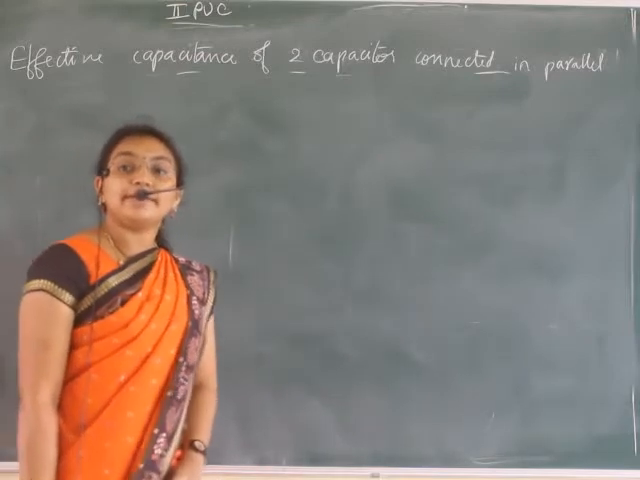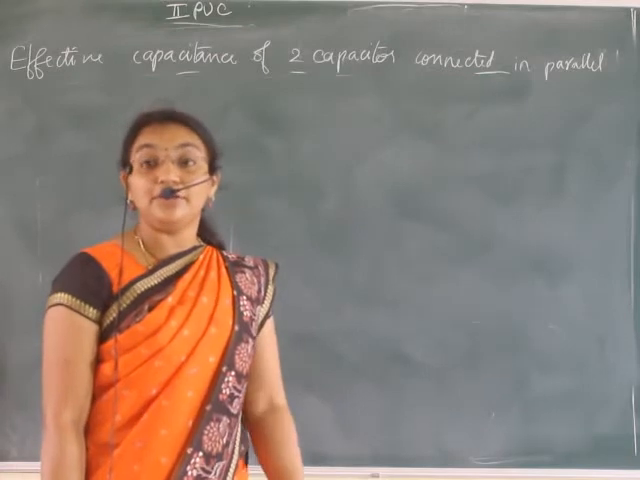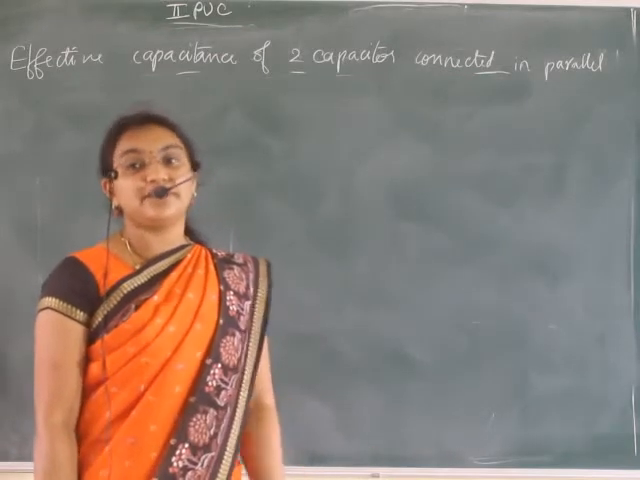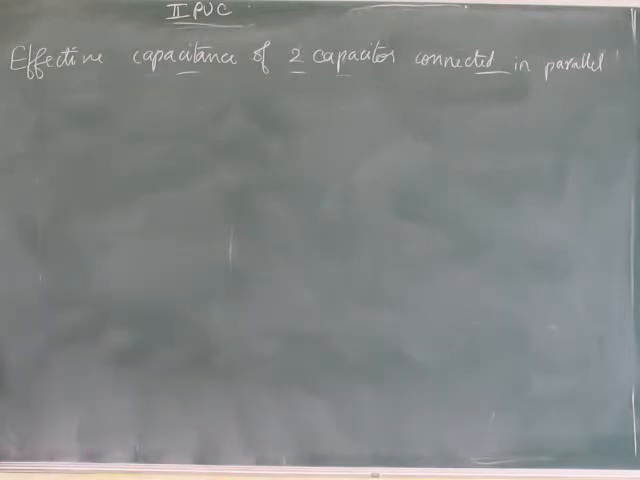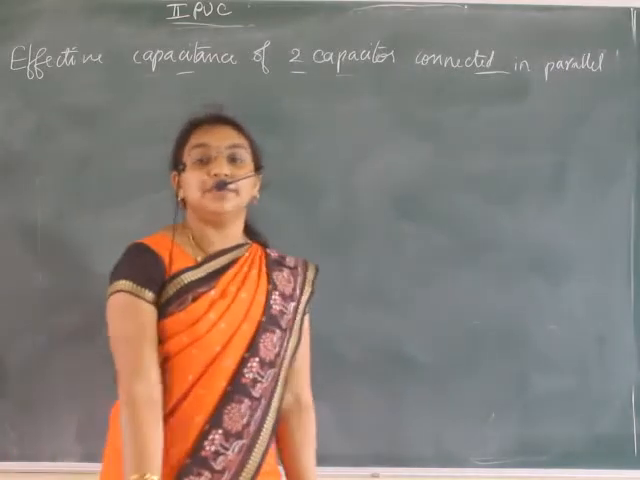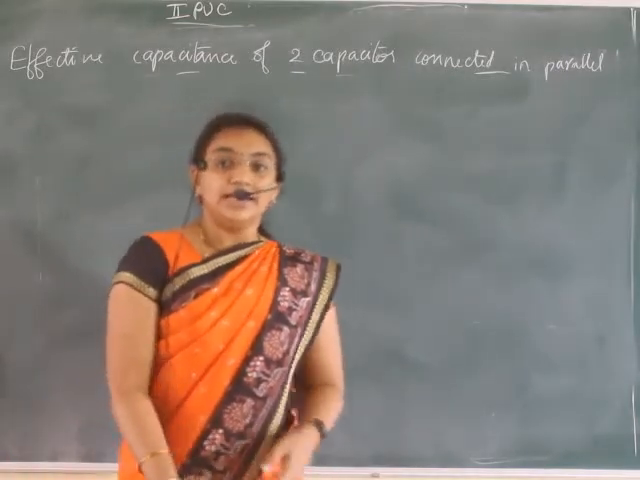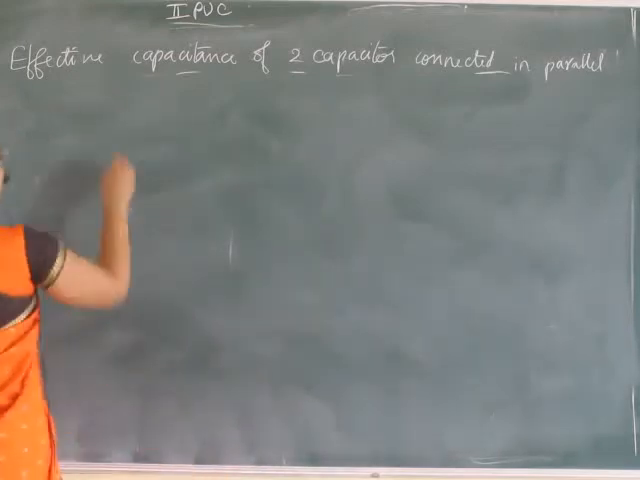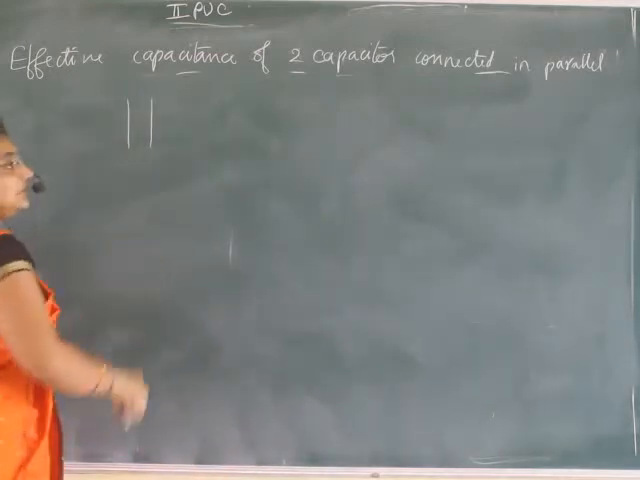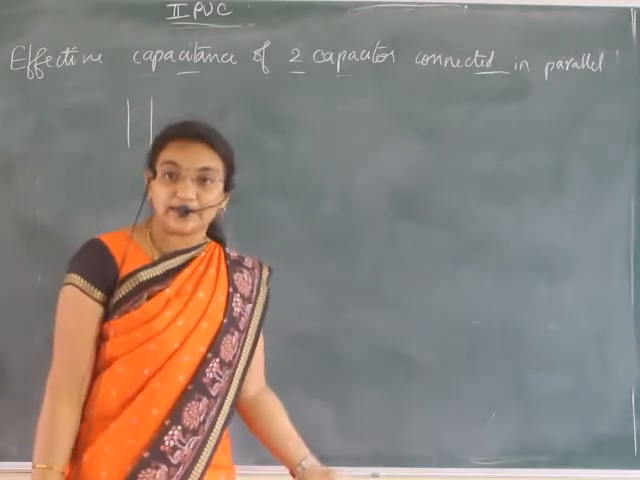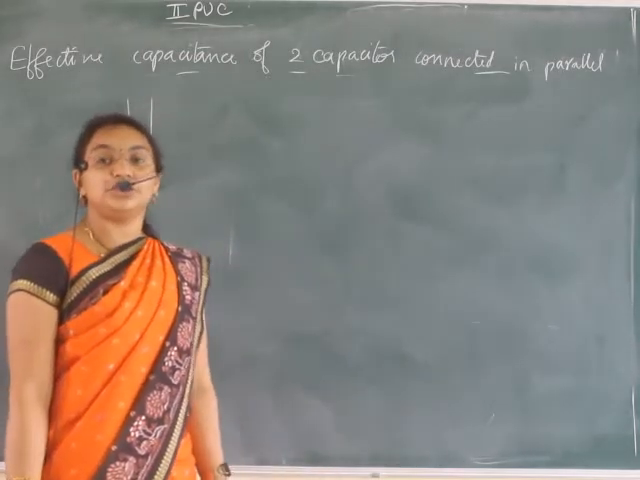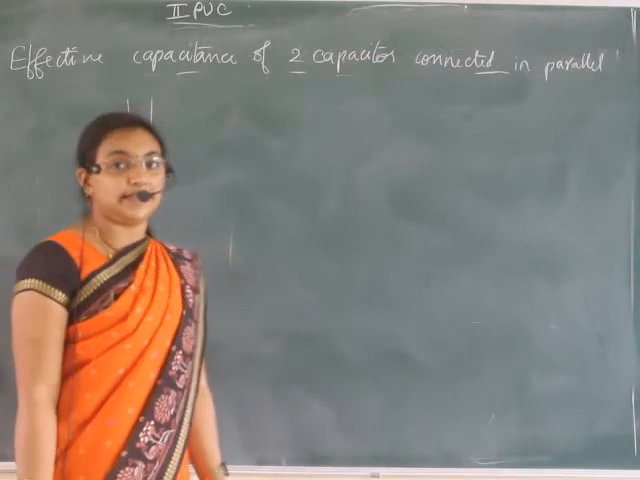When the two capacitors were connected in series, that is end to end, the potential difference across them was not the same. It was different, V1 and V2. What was the same? The charge stored in both the capacitors was the same, that is Q. Now, when the capacitors are connected in parallel, the charge stored in the two capacitors is different, but the potential difference across the two capacitors is the same.